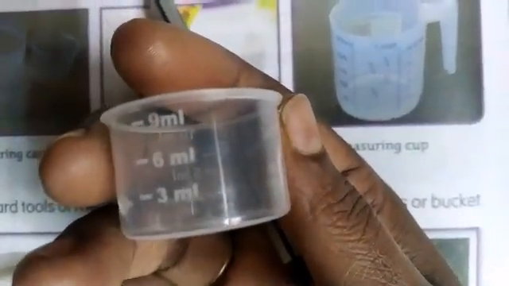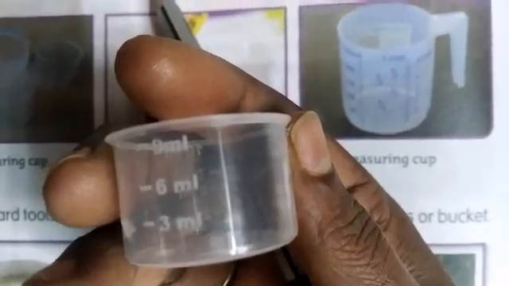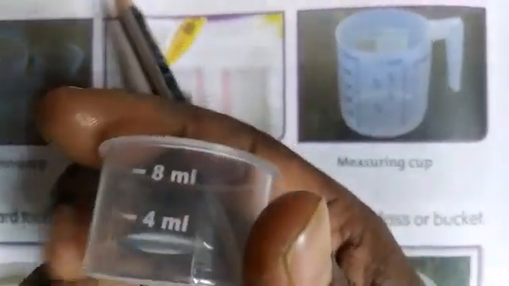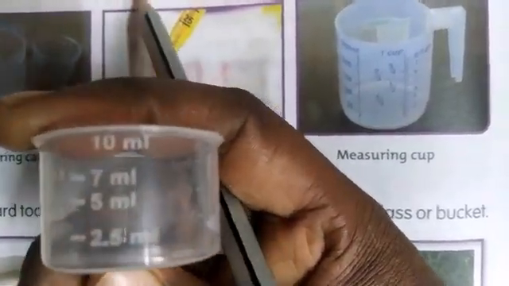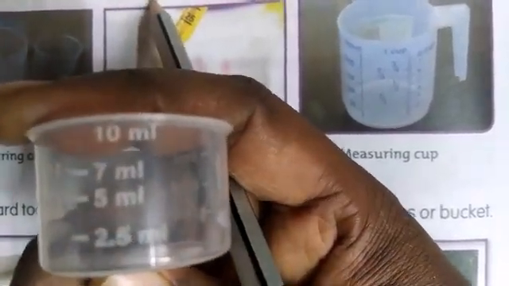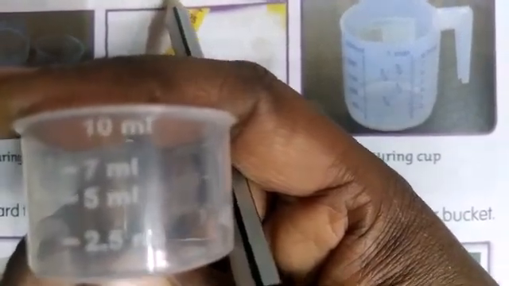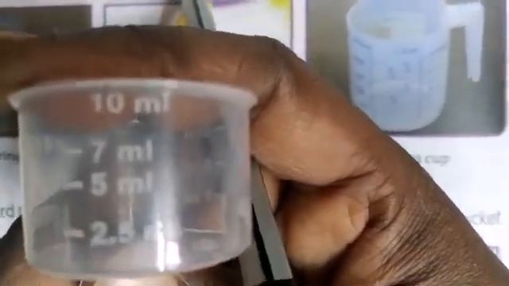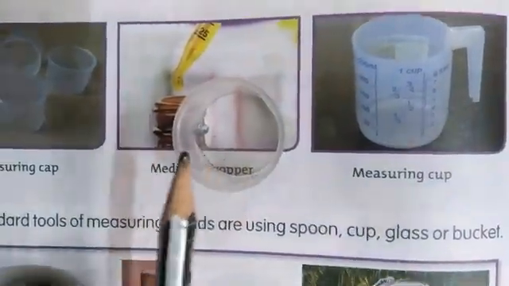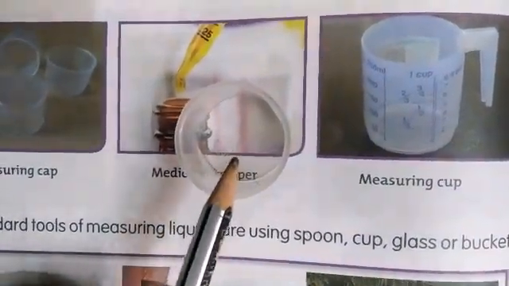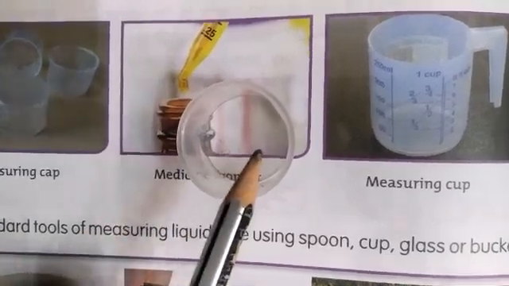Here you can see 3 ml, 6 ml and 9 ml. Here 4 and 8 ml. And here you can see 2.5 ml, 5 ml and 7 ml and 10 milliliters. So here the capacity of this measuring cap is, it can hold the liquid of 10 milliliters.